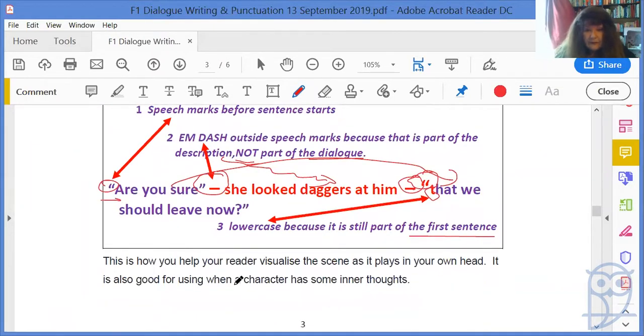Okay, even when this character has some inner thoughts, it's very difficult to try and get inner thoughts out when you're writing. So this is exactly when you can do it, in the middle of dialogue.